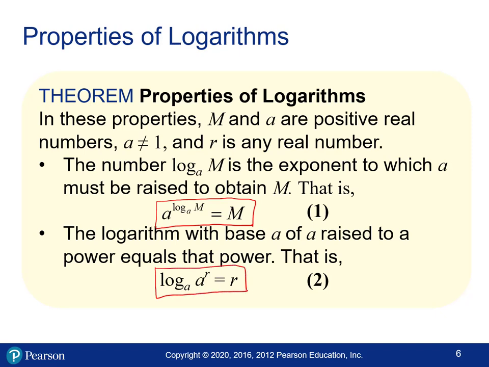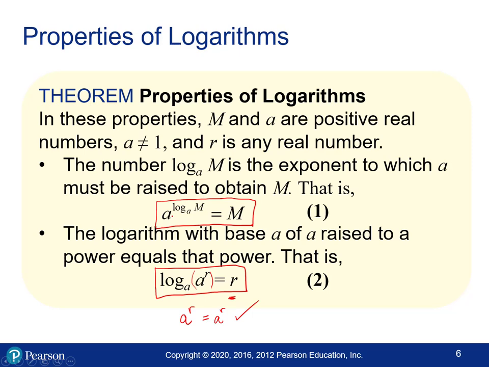So let me just show you quickly why these are true, and then we'll use these in some examples. So let's start with the second one. This one here says a to the power on the other side of the equal sign, r, equals the argument. And so the argument is a to the r. Well, take a look at that. That's always true. Okay, so that one's pretty nice.